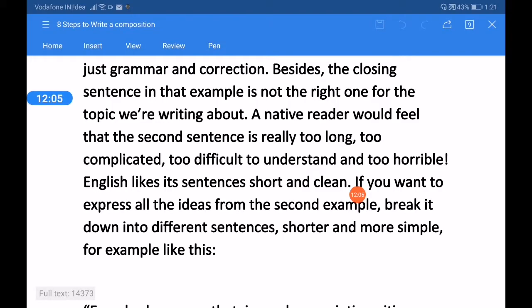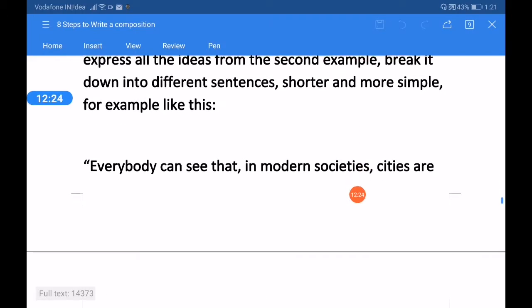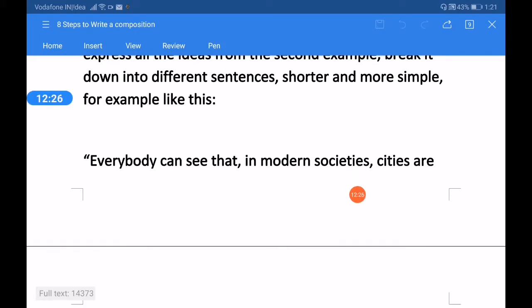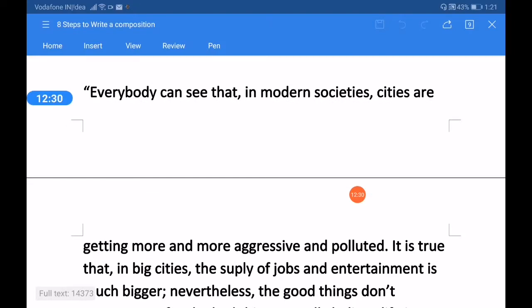A native reader would feel that the second sentence is really too long, too complicated, too difficult to understand, and too horrible. English likes its sentences short and clean. If you want to express all the ideas before the second example, break it down into different sentences, shorter and more simple. For example, like this. Now we are going to make the sentence very simple.